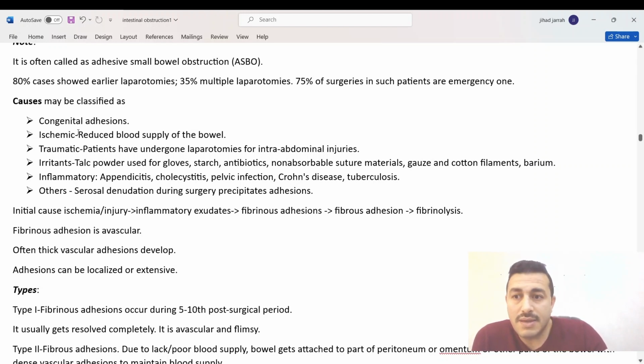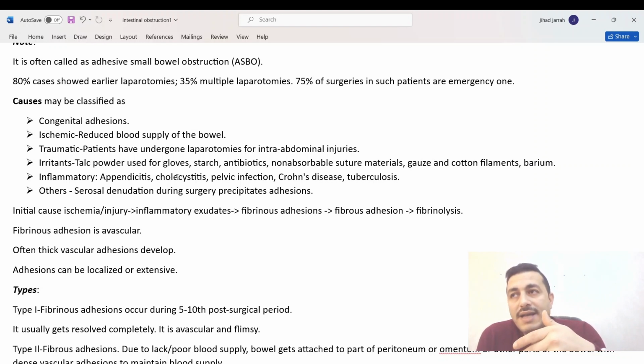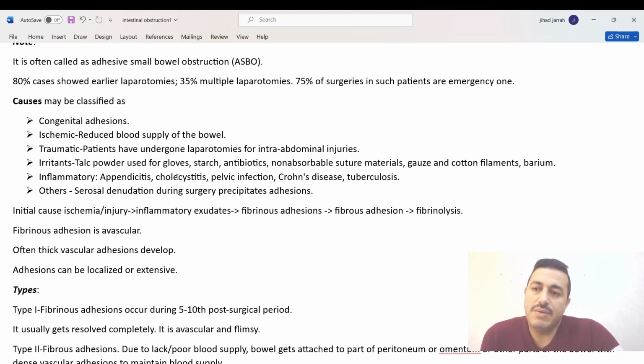Okay, we said congenital adhesions, and ischemic induced, with reduced blood supply to the bowel. Actually, we will see in the next few seconds that some adhesions are formed to maintain the vascular supply to an ischemic part of the bowel. They are vascular, actually. Not all adhesions are avascular. Some of them are vascular, and they participate in maintaining the blood supply to a part of the bowel that is ischemic. Okay, I hope that I delivered the information in simple words.